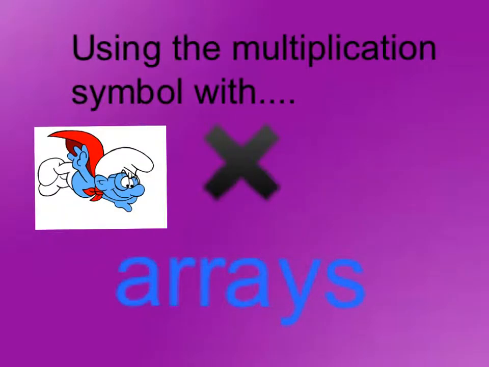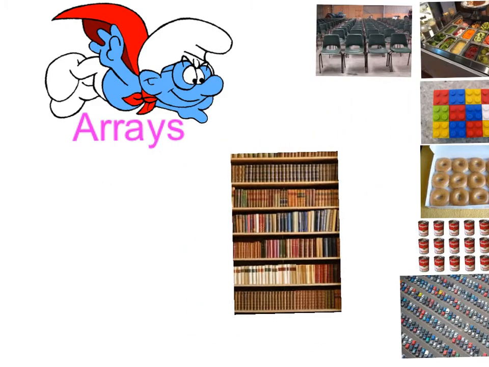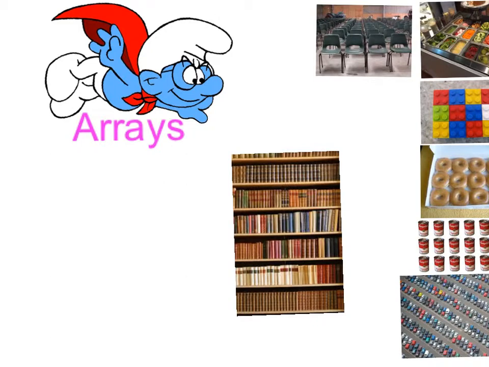Now we're going to be using the multiplication symbol with arrays. Now an array is just an arrangement of equal groups of objects in rows and in columns. Okay, Brainy Smurf, let's have a look at some arrays that we see in everyday life. Here I have a bookshelf. Now a bookshelf has rows and columns of books.